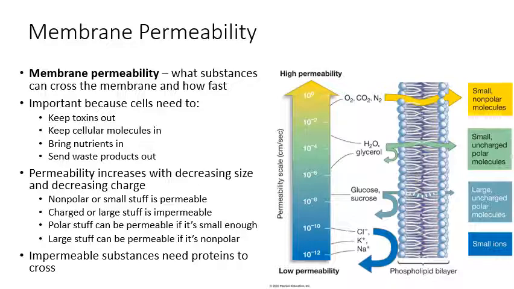The permeability of a membrane refers to which substances are naturally able to cross it, and how quickly or how easily they can cross. The permeability of any given substance is how easily it is able to cross a membrane. So you can either talk about the permeability of a substance, or you can talk about the permeability of a membrane to multiple substances.